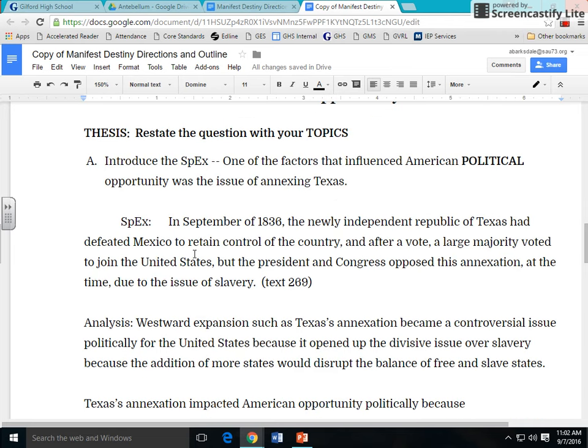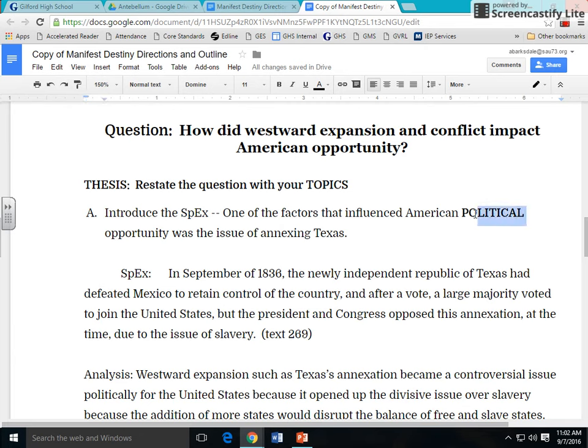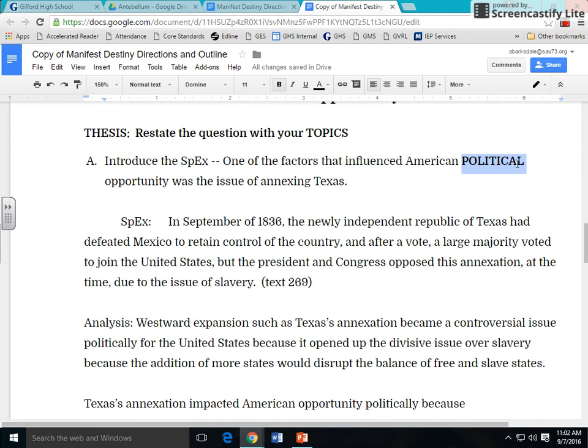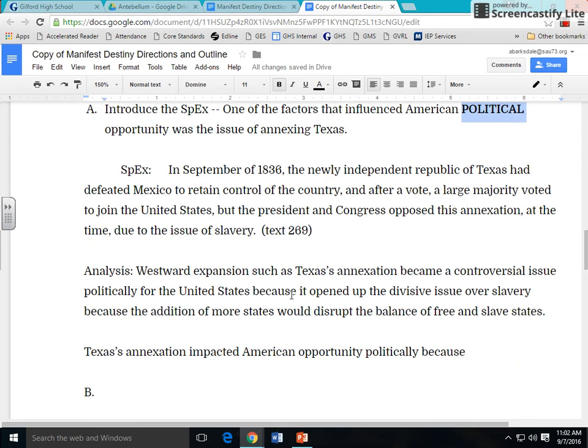So just a refresher, do your specs first. Don't forget citations. Make sure you classify your type of opportunity in your supporting detail statement. The A statement is classifying opportunity as well as introducing your specs. And your analysis is your because statement that explains how your specs supports the thesis.